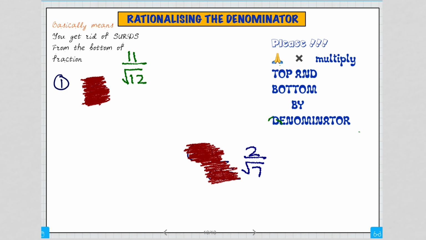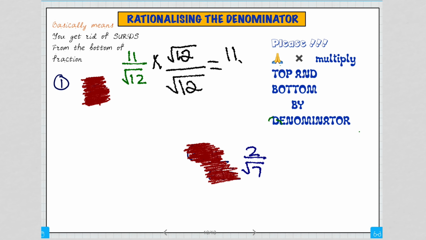So this next question, 11 over root 12, Meher is going to do it for you. So what would you do, Meher? First, you would multiply both the top and bottom by the denominator. Yeah, show them please. Root 12 over root 12. And then which will be 11 root 12 over 12. Good. Easy peasy? Yes. Lemon squeezy. Okay, and the next one. Please do the next one as well and explain it to other people.